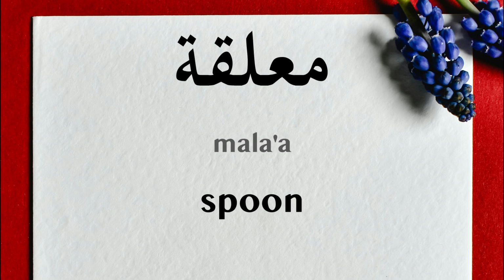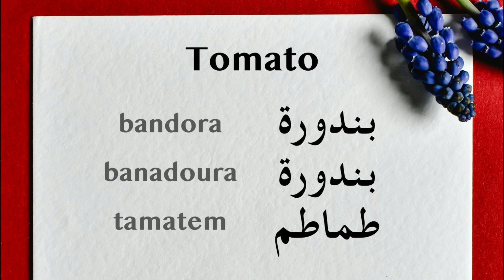Spoon in urban areas is often ma'la'a. Ma'la'a. There are different ways to say tomato. You will find these are found in each country but in different areas. So for example, we have bandora, banadura, and tomatim.